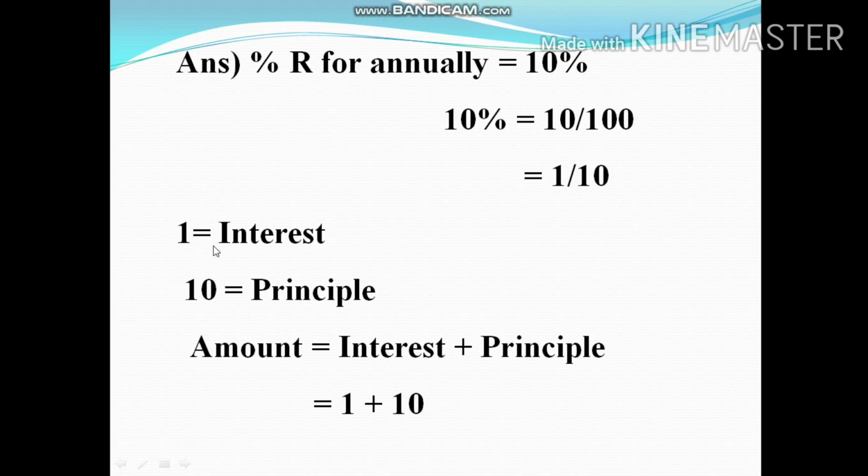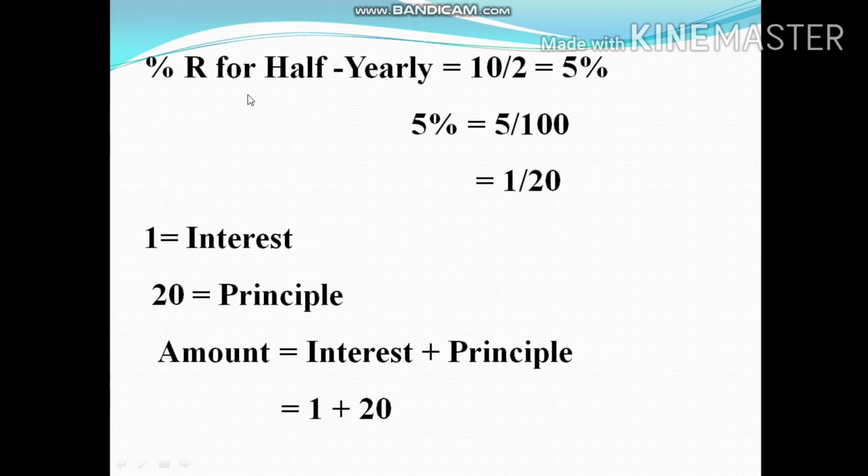Here 1 is equal to interest, 10 is equal to principal, amount is equal to interest plus principal, that is equal to 1 plus 10. Now let's see the rate of interest for half yearly, because as it is asked in the problem for 1.5 year, here we are calculating for one more half year. So rate of interest for half yearly is equal to 10 by 2, 10 for 1 year as we know. So it is 10 by 2, that is equal to 5%.